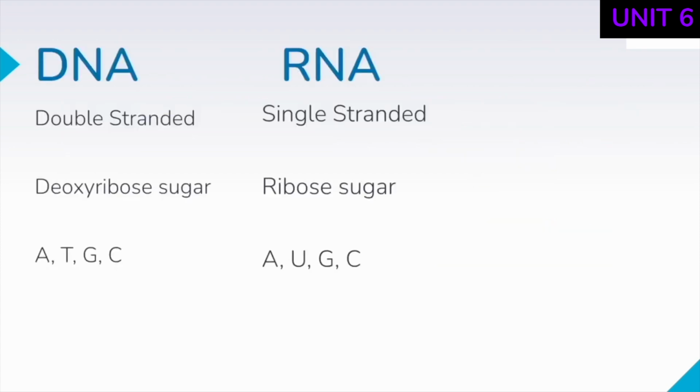So again, some differences between DNA and RNA. DNA is double-stranded. Think of that D for double. RNA is single-stranded. DNA has actually a different sugar than RNA. It's a deoxyribose sugar. RNA has a ribose sugar. And then, of course, DNA has T's, where RNA has a U as one of its bases.